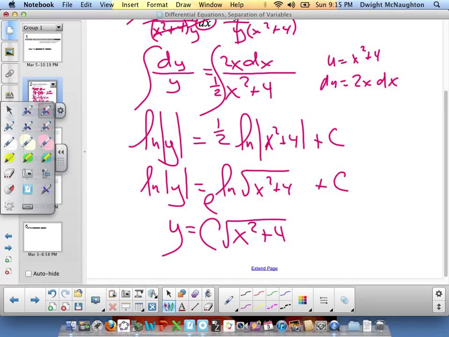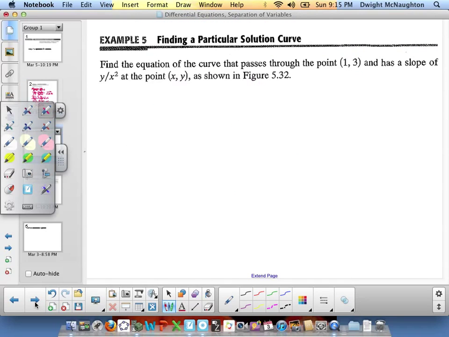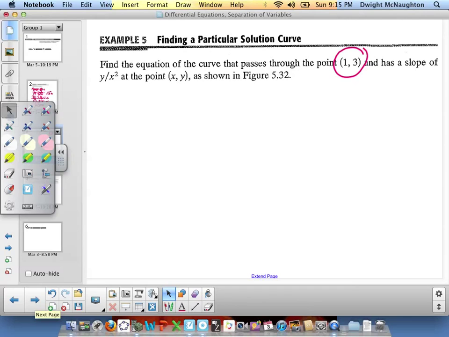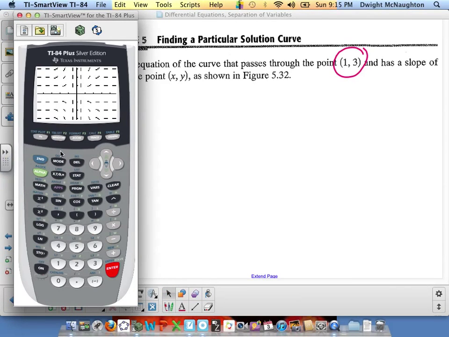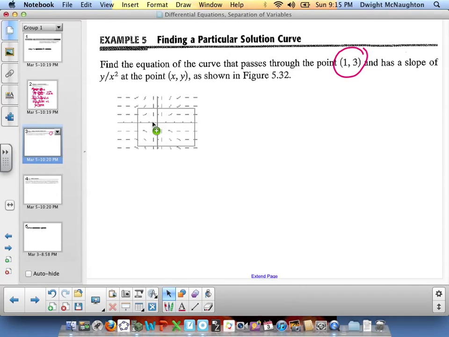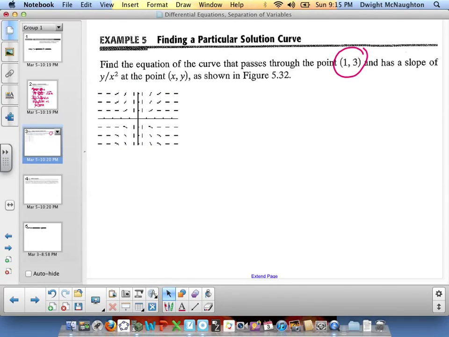All right, let's move on, look at another one. This one has an initial condition of (1, 3), and we know the slope. So find the equation of the curve that passes through the point and has the slope given, as shown in figure 5.32. Well, let's take a look. This looks like something that's very similar to a slope field. So we're going to graph y over x squared as a slope field.